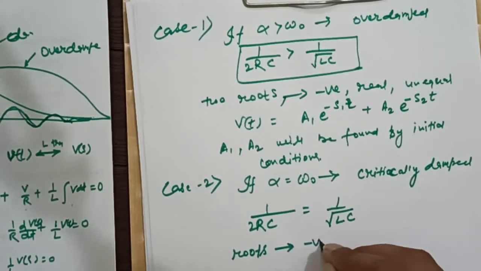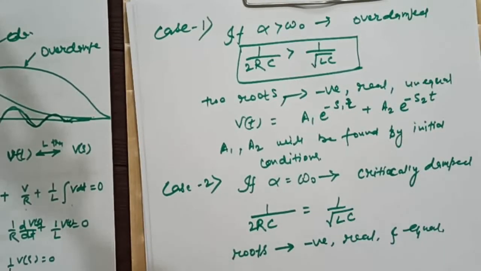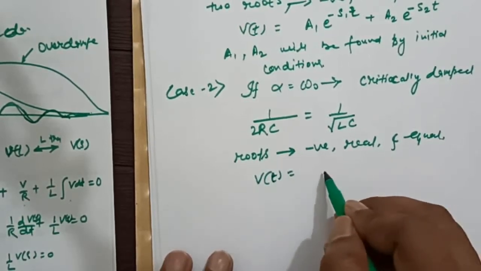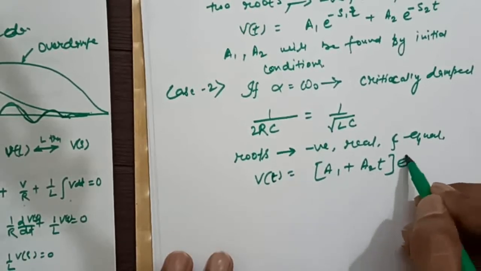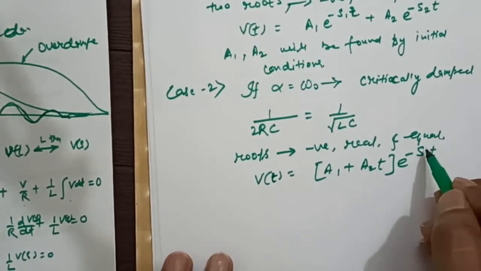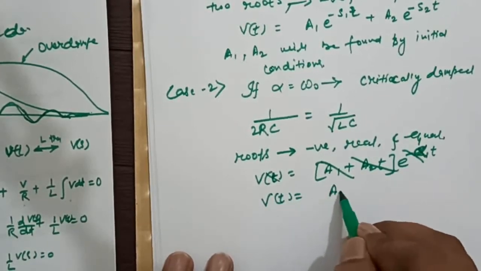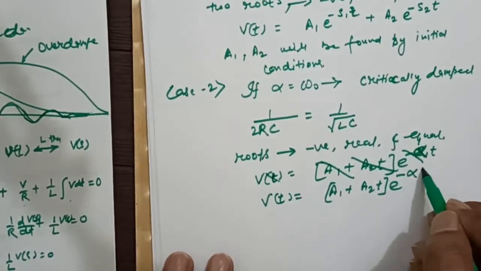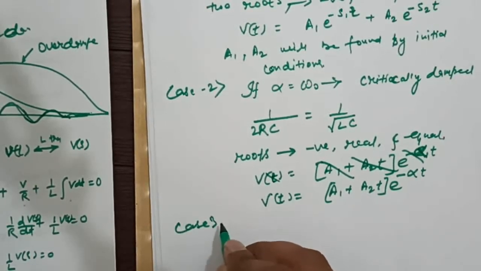Roots will be negative, real and equal, right? And our V(t) will be (a1 plus a2 t) e to the power minus alpha t, right? Case 3. What is that?